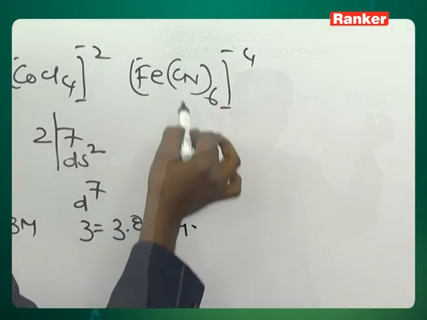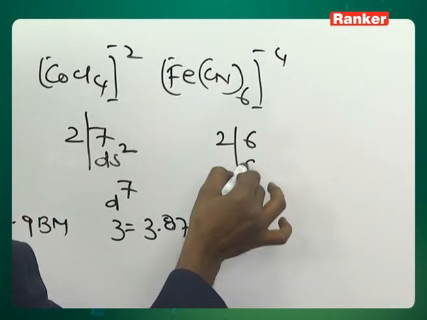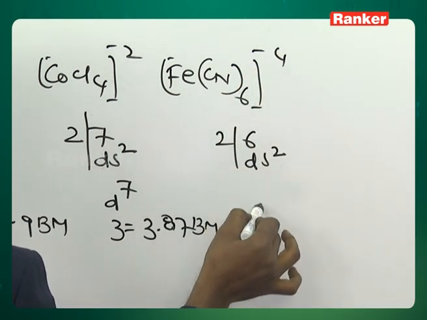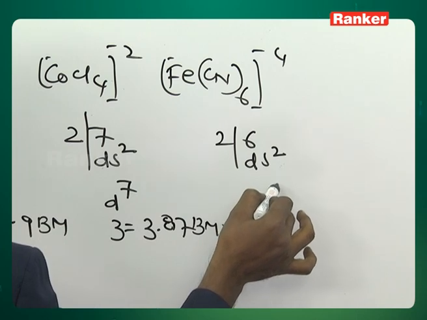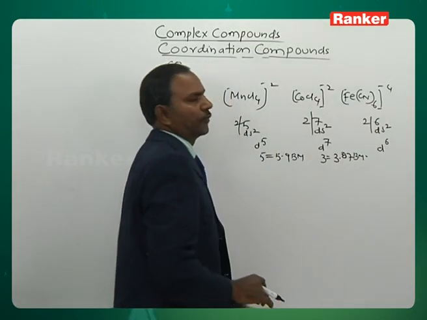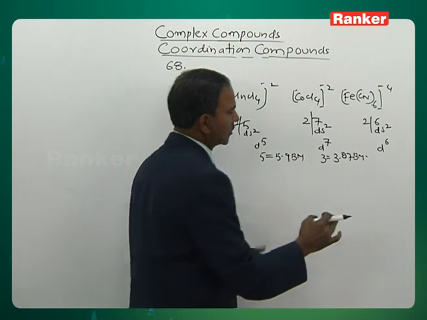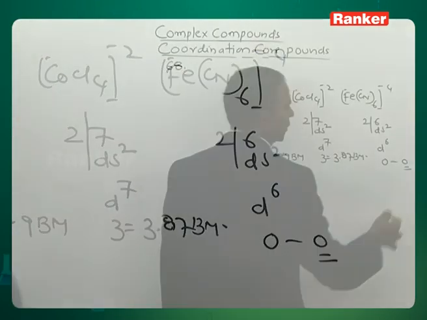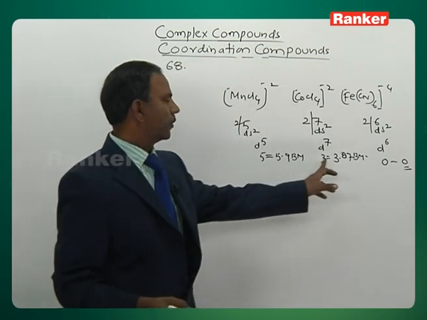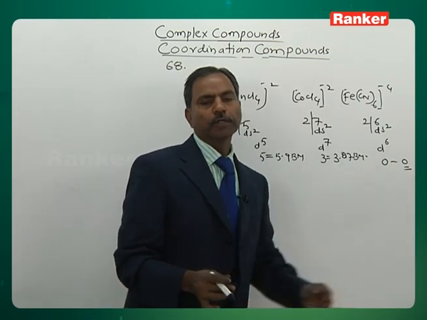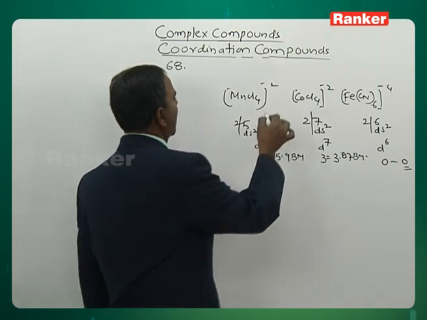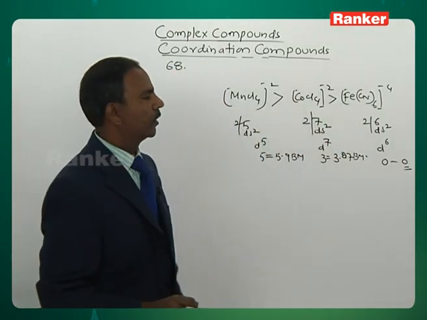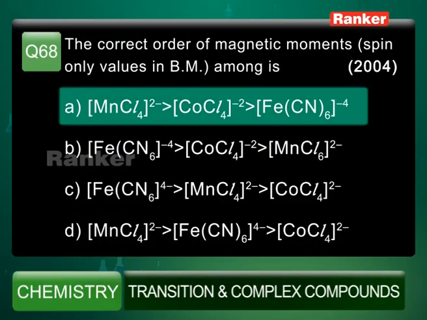Coming to this one, Fe, it is 26. It is d6 s2, iron oxidation number coming to be +2. +2 means d6 remaining. Moreover, this particular CN is strong field ligand. All the electrons are getting paired. No unpaired electron, the magnetic moment coming to be 0. This 5.9, 3.87, 0. So, this is more than this, this is more than this. This is order of magnetic moment. Therefore, question number 68, answer is A.